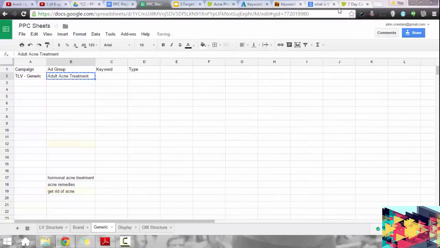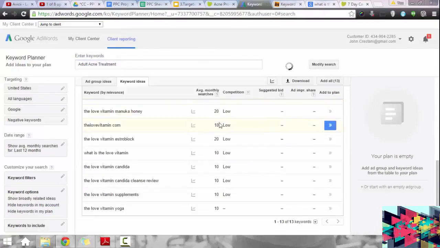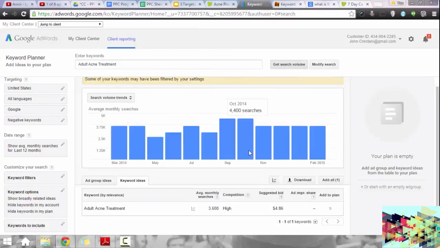I'm going to copy this word and I'm going to throw it into get search volume right here. So again, I'm back in AdWords. I'm back in the keyword planner. This is where you're going to spend a lot of time.